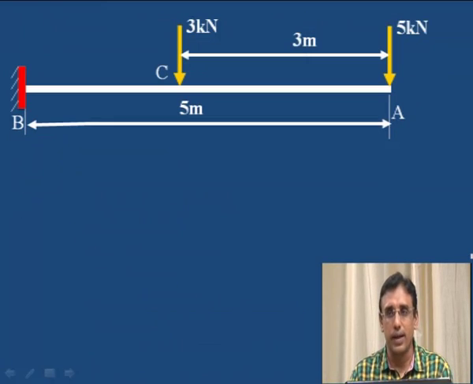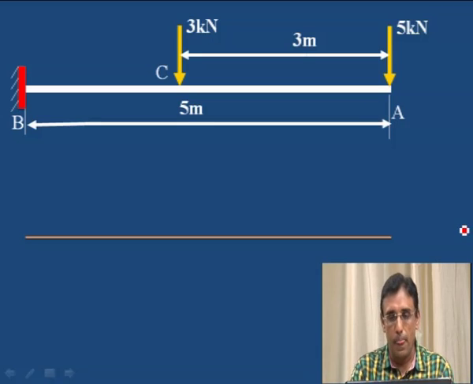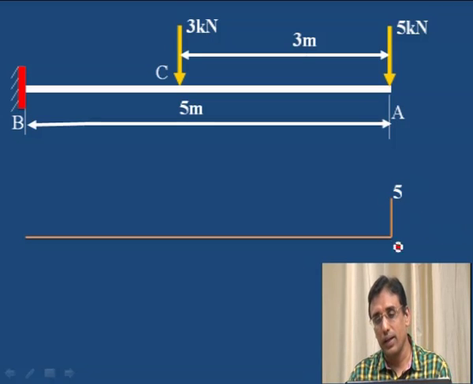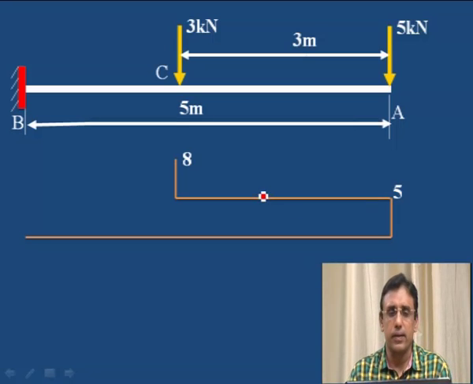To draw the diagram, first draw a horizontal line and then a vertical shear force line of 5 kilonewton, and then a horizontal line, because no load is added from A to C, that is why it is a horizontal line. Then 5 plus 3, 8 kilonewton.